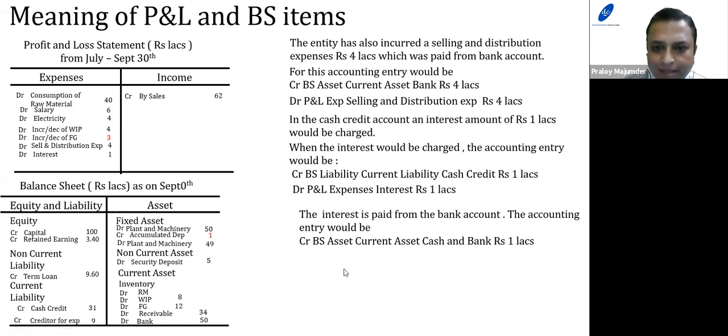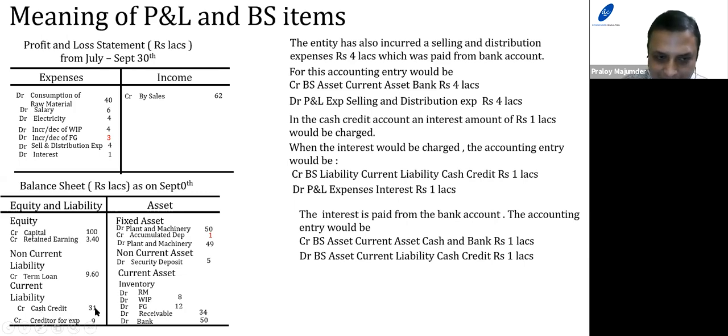Now, what would be the second entry? Second entry means it is going to the cash credit account. So debit balance sheet, current liability cash credit would be 1 lakh. So liability credit was 31 lakhs. Liability is becoming debit of 1 lakh. So closing balance would be 30. So closing balance is 30.